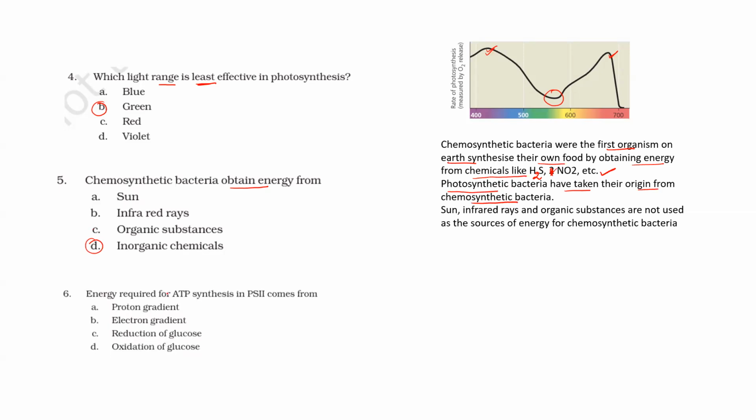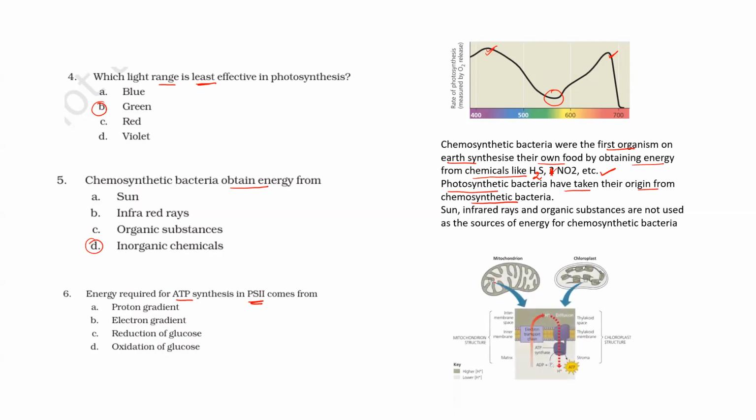Next question, energy required for ATP synthesis in PS2. How is the energy coming? If you remember this diagram, it's a proton gradient, the protons are broken down to make ATP. When the protons are coming back, then ATP formation is done. The answer will be proton gradient.